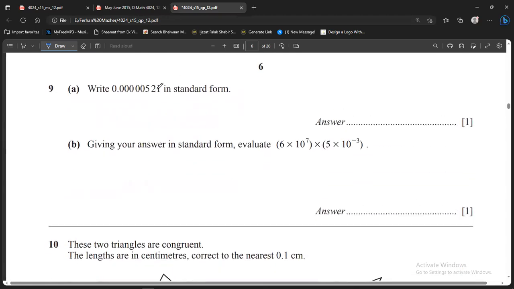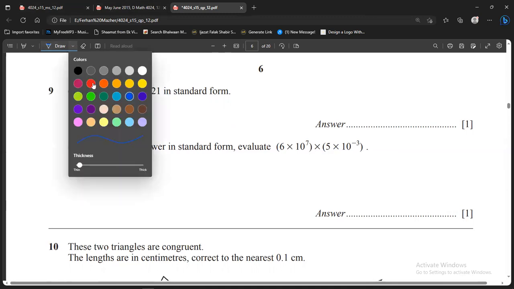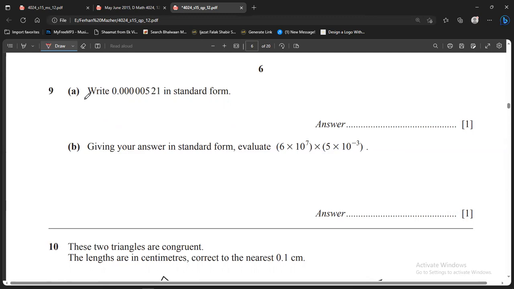Okay, so we are going to the next question. That is question number 9. He says, write 0.000000521 in the standard form. So here I will move my decimal 1, 2, 3, 4, 5, 6. 6 steps to the right.